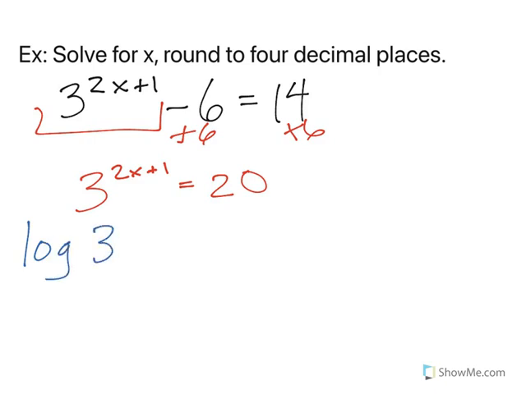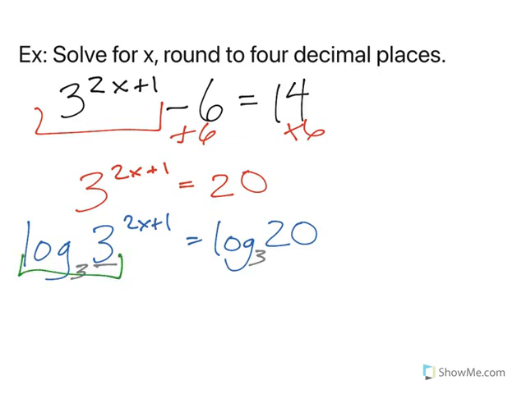So log of 3 to the 2x plus 1 equals log of 20. But what base do I want to be in? Well, because the argument of my logarithm with the exponential is a 3, I want to be base 3. Because again, by the identity property, this piece kind of goes away, and I'm left with 2x plus 1 equals the log of 20 base 3.